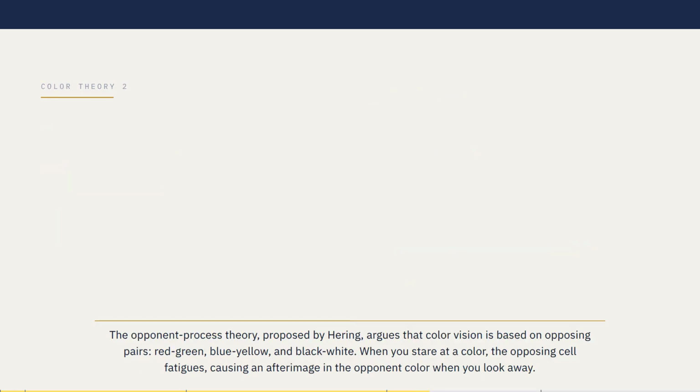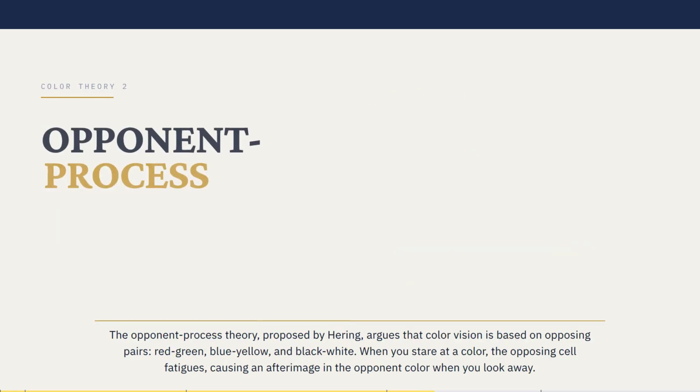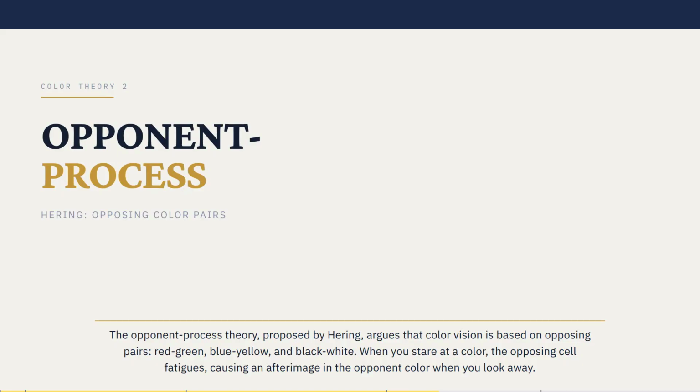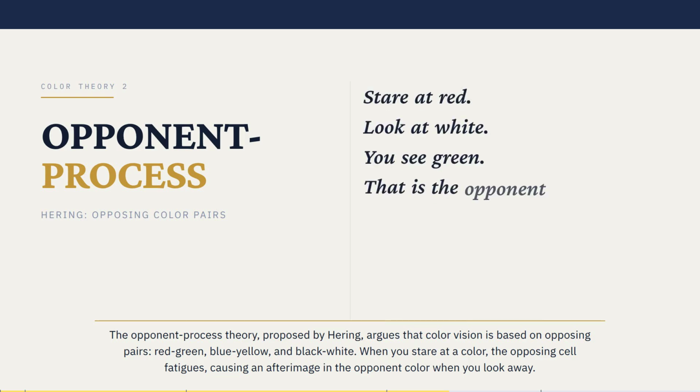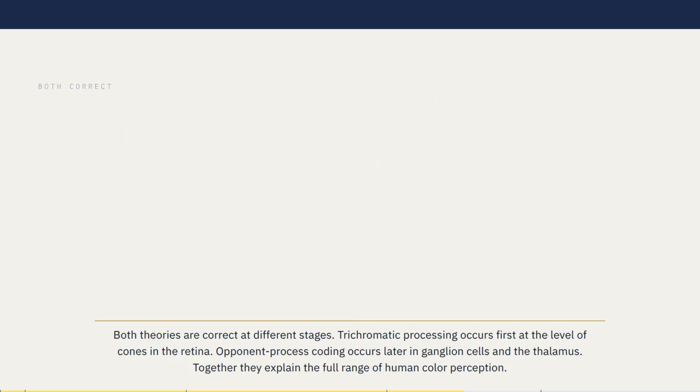The opponent process theory, proposed by Hering, argues that color vision is based on opposing pairs: red-green, blue-yellow, and black-white. When you stare at a color, the opposing cell fatigues, causing an afterimage in the opponent color when you look away. Both theories are correct at different stages.